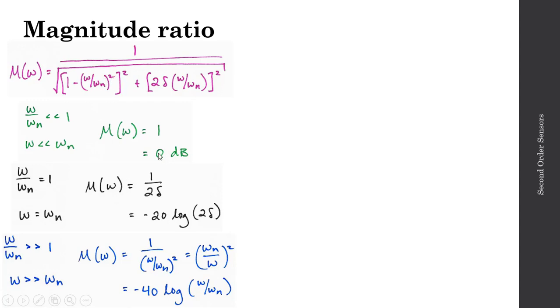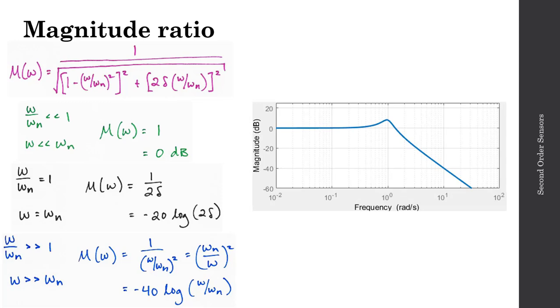So if we take the square root of that, we end up with 1 over the quantity omega over omega n squared, or equivalently omega n over omega squared. And in decibels then, this will be minus 40 times log base 10 of omega over omega n. So let's plot this magnitude ratio response. According to my three cases, if I look at the first case, for low input frequencies, for low values of omega, I should have a magnitude ratio of 1, so my output should be equal to my input.